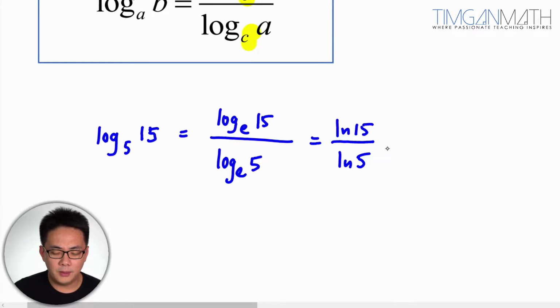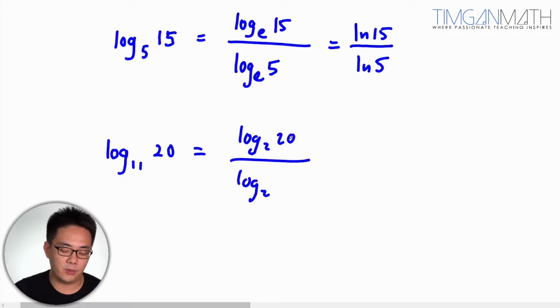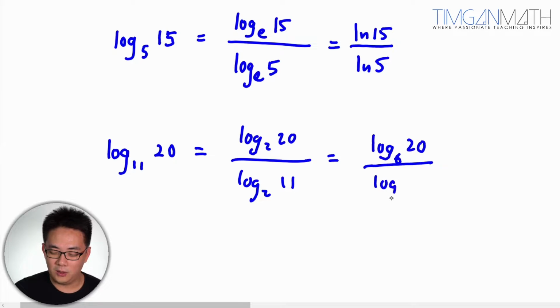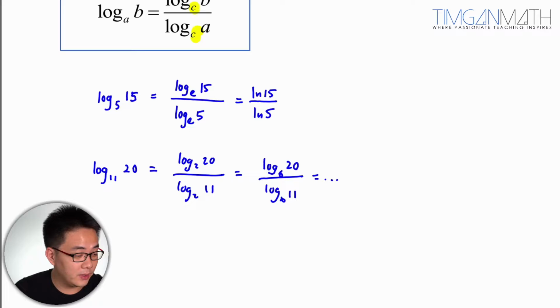It doesn't have to be log base e, it could be anything. For example, if I have log base 11 of 20 and I don't really like the base, I could use base 2. It's just my natural preference. It doesn't have to be base 2, it could be any random number. It could be log base 6 of 20 over log base 6 of 11, and so on. There are many uses for this formula. We'll use it quite often in our exercises, so please practice it. It's quite useful, the change of base.